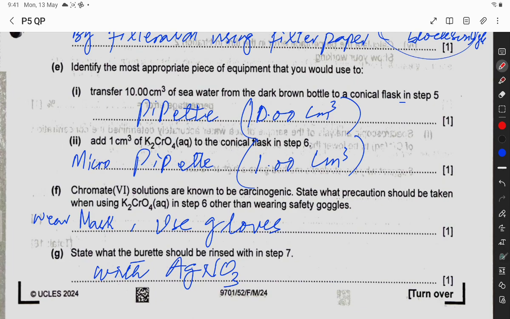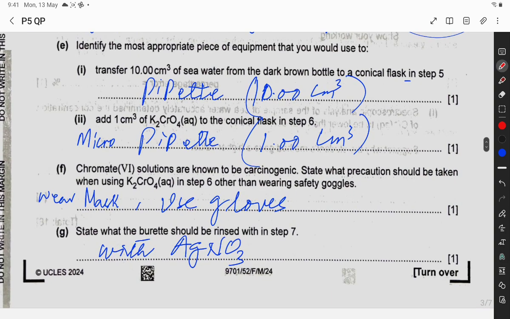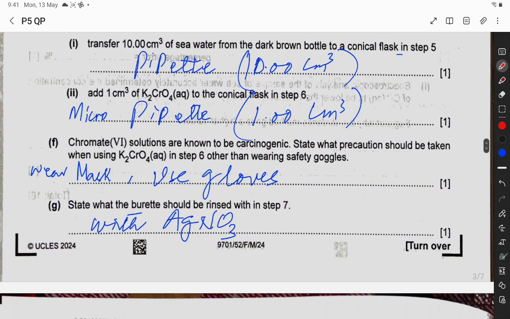Add 1 cm³ of K2CrO4 to the conical flask in step 6. A micro pipette can be used to carry 1 cm³ of potassium chromate and transfer it into the conical flask. Question F: chromate(VI) solutions are known to be carcinogenic. State what precautions should be taken when using potassium chromate(VI) aqueous in step 6 other than wearing safety goggles. Wear a mask or use gloves.